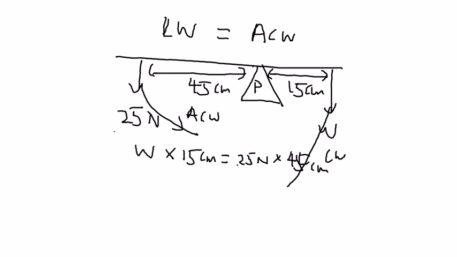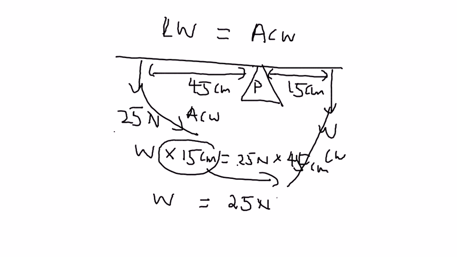So in order to get W, you move the 15 cm to the other side, so the multiplication becomes division. This is how you get W. It's 25 Newton multiplied by 45 cm, divided by 15 cm. So you will get 75 Newton for W.